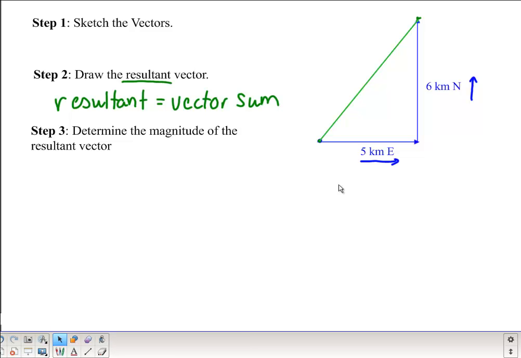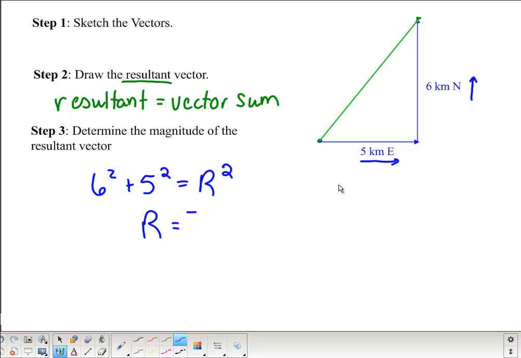So the resultant is a vector sum. If I'm trying to determine the magnitude of the resultant, well, I have a right triangle. So if I remember how to find the hypotenuse of a right triangle, I'm in good shape. And I do, so I'm going to take 6 squared plus 5 squared, and that's going to equal the square of my resultant. So I do the algebra, and I will get a resultant of 7.8 kilometers. So that is the length of this vector. That is my resultant from starting point to ending point.